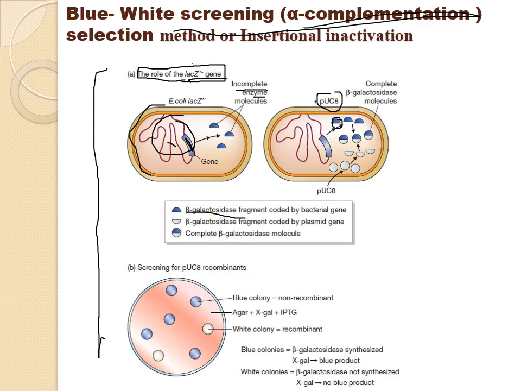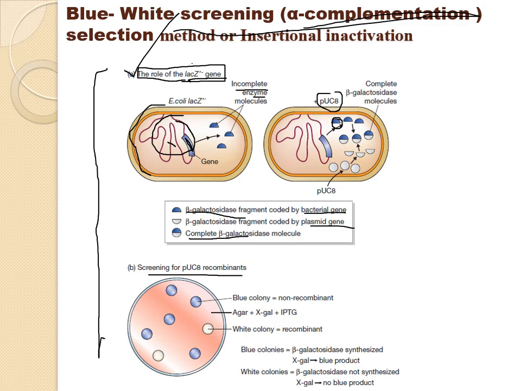This is the incomplete one, as you can see, which is the bacterial gene. Blue ones are the bacterial gene and the white ones are the plasmid gene. With the help of this lacZ gene and the pUC8 plasmid, these get completed and form a circle, where both the fragments coded by the bacterial and the plasmid gene get completed. Now the second step comes; the first one was the role of the lacZ gene. Some of them form and some of them do not form. As you know, this is a 50-50 process.